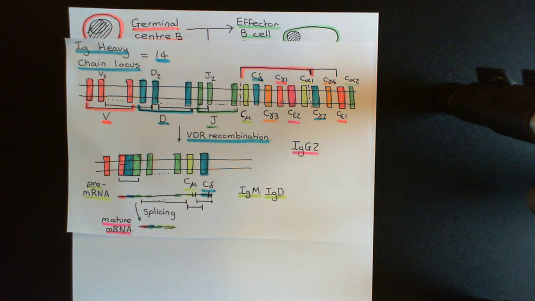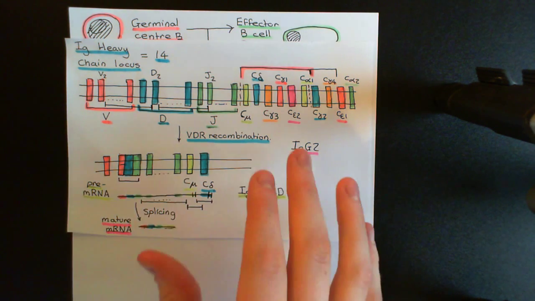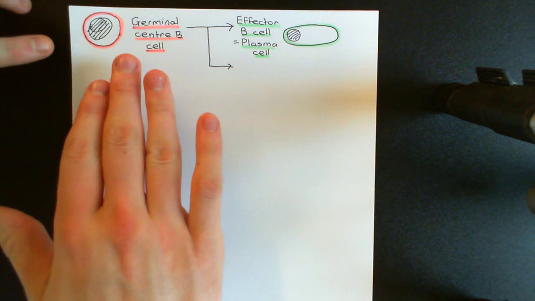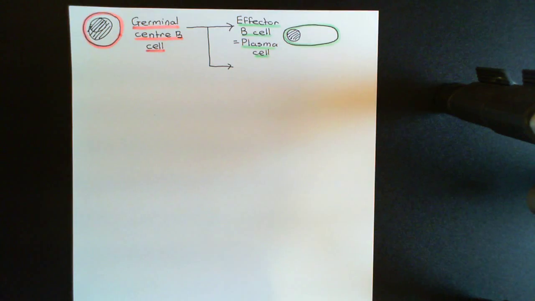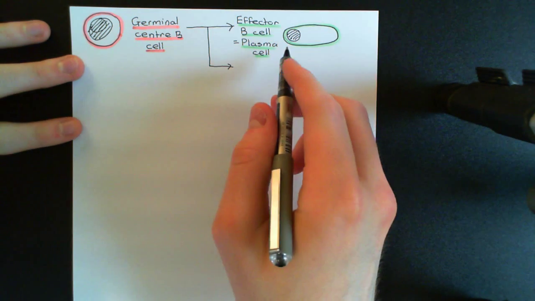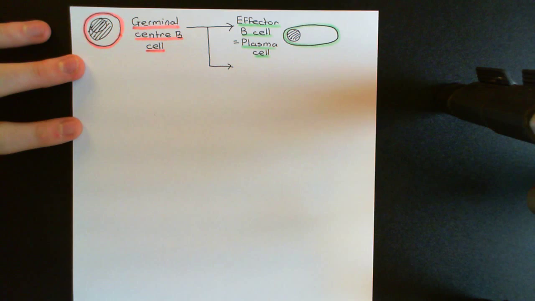That will remain exactly the same, so it will still produce the same class of immunoglobulin. So whatever class of immunoglobulin molecule the germinal center B cell was producing, the effector B cell that it differentiates into will also produce that same class of immunoglobulin molecule, except that now it will be the secreted form rather than the membrane-bound form. Okay, so we'll come back to talking about effector B cells in just a moment.